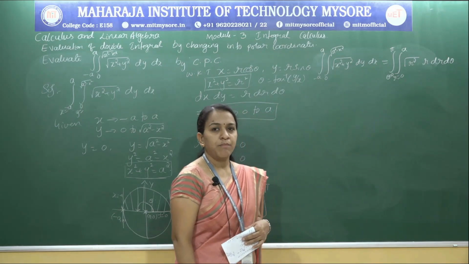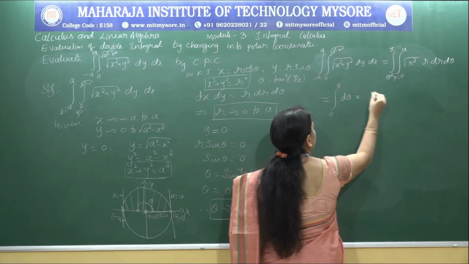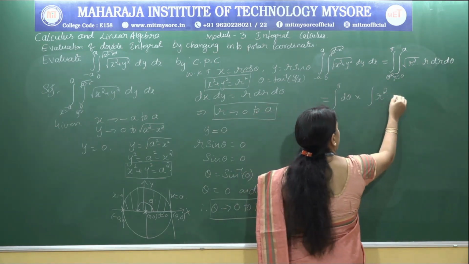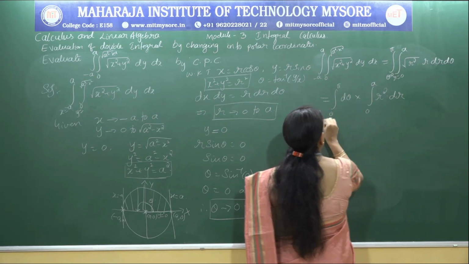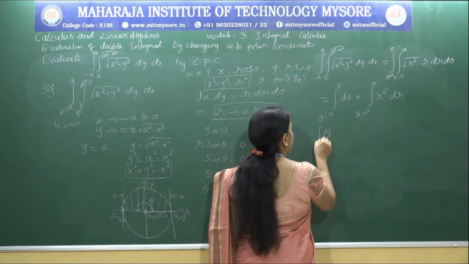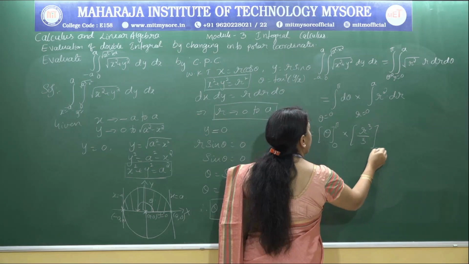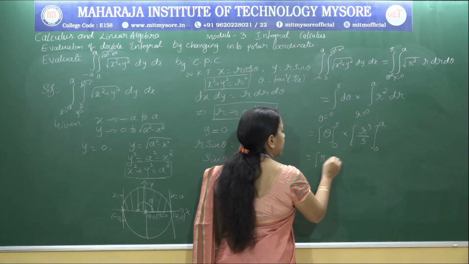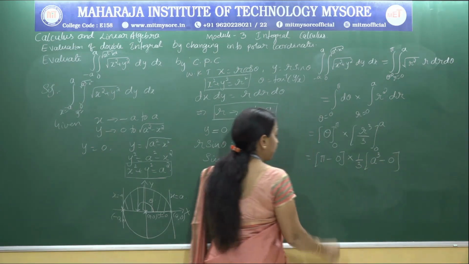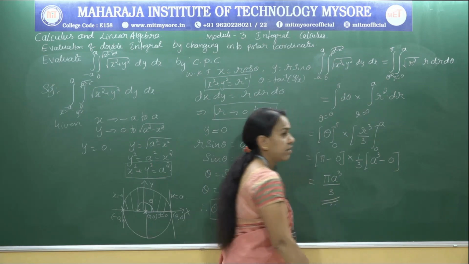So again we have a constant limit, we can split the integral, that is integral 0 to pi d theta into integral r root of r square, which will be r into r, that is r square dr between the limit 0 to a. So theta varies from 0 to pi, r varies from 0 to a. I can evaluate the integral of d theta, which is theta between 0 to pi, and the integration of r square, which is r cube by 3 between the limit 0 to a. So upper limit pi, lower limit 0, 1 by 3 common, upper limit a minus lower limit 0. So your answer is pi into a cube by 3, which is the required result.